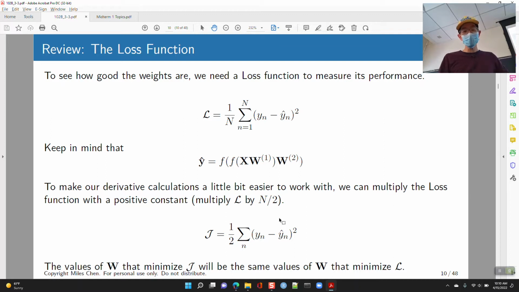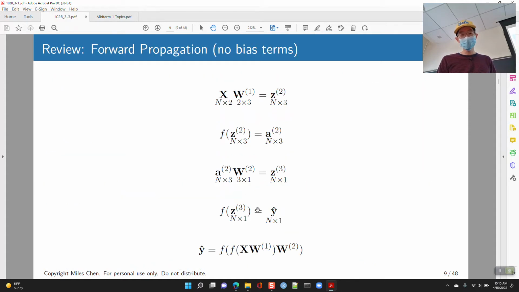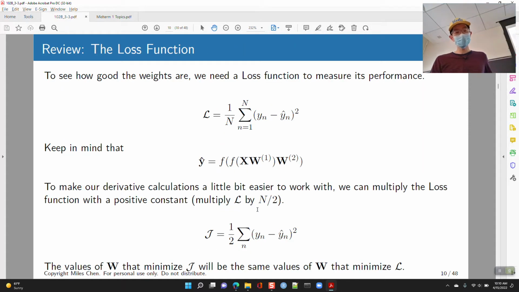Our loss function is the sum of squared error. So we're going to take the difference between the actual values and our predictions, Y hat. Our Y hats are determined by this process, which we call forward propagation. What we want to figure out are the values in W1 and W2 that will minimize the total loss, okay?